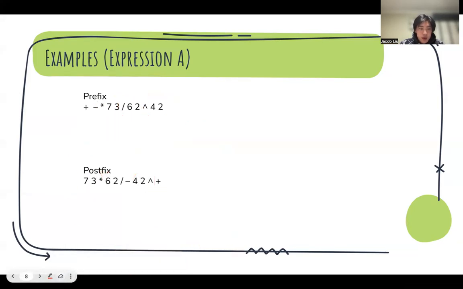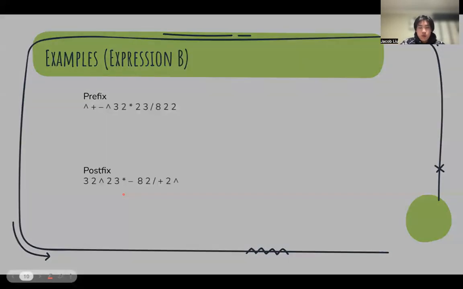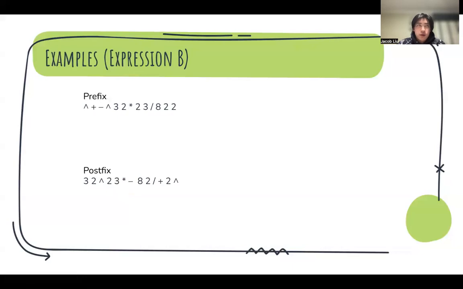Now, let's have you do some practice problems on your own. Feel free to pause the video, and when you get stuck or when you're finished, you can unpause and we'll do it together.